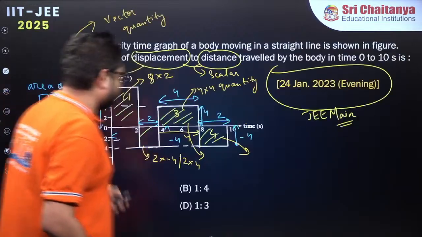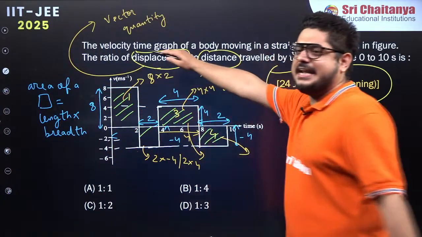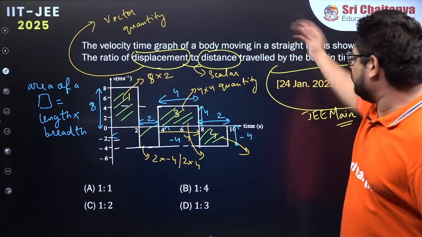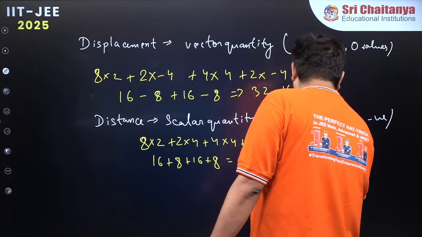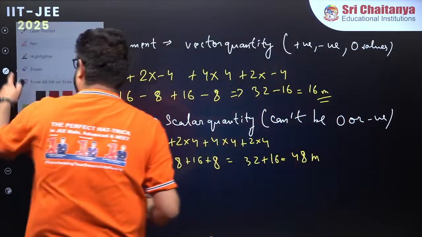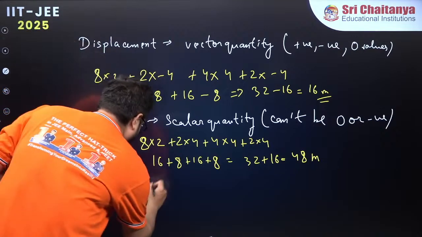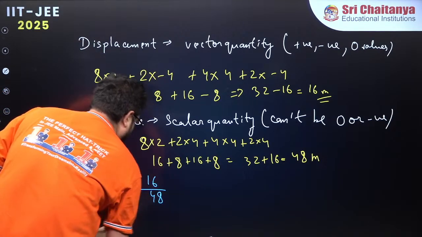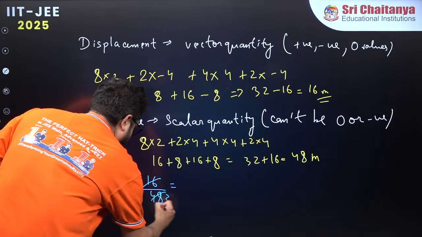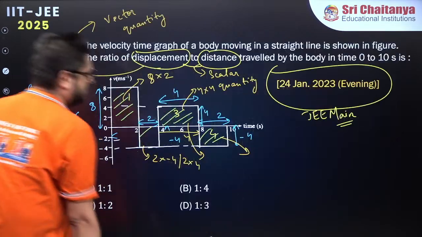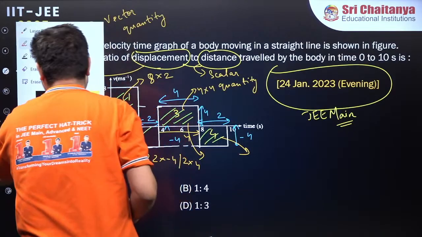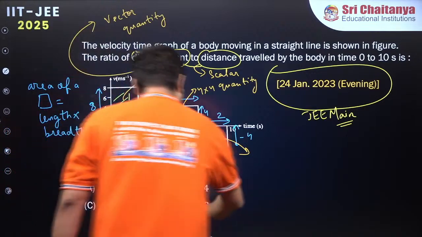Now what is being asked in the problem? You need to find out the ratio of displacement to that of distance. Means 16 meters to that of 48 meters. How much does it come to? Do it and give me the answer. 16 by 48. That is 16, 3s are 48. 1 by 3. So the ratio comes out to be 1:3. So the correct option amongst the given list of options is going to be option number D.